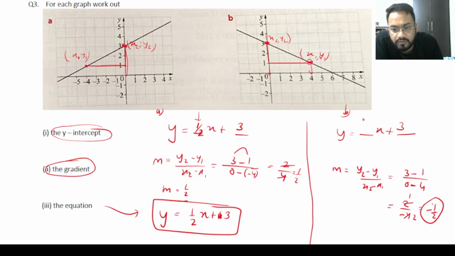Right? So we found the second equation also, it is negative 1 by 2. So y is equal to negative 1 by 2 x plus 3. This is our second equation. Finally, we solved the equation.